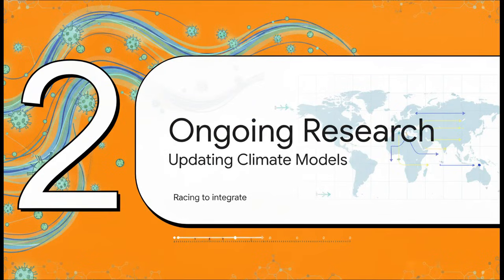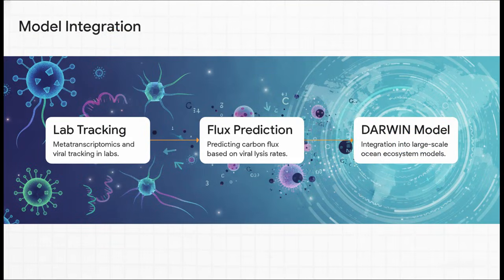Section 2. Connecting to ongoing research. Updating global climate models. With all this incredible data on the viral shunt, the viral shuttle, and metabolic reprogramming, the scientific community is racing to integrate this hidden world into our actual climate forecasts. Because honestly, if we don't account for the viruses, our math on the global carbon cycle is fundamentally flawed.